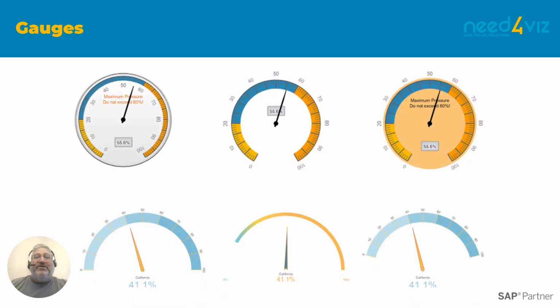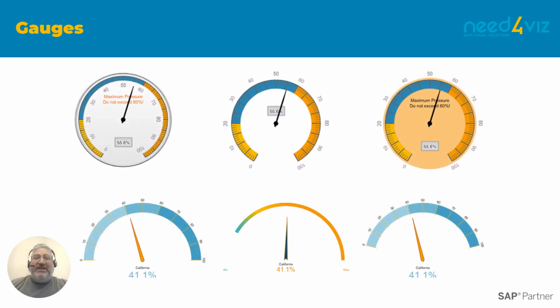Gauges are useful for displaying key performance indicators and measures. There are currently 7 different gauges available in N4V widgets. In this short take, I will use the angular and hemi gauges to measure sales performance.